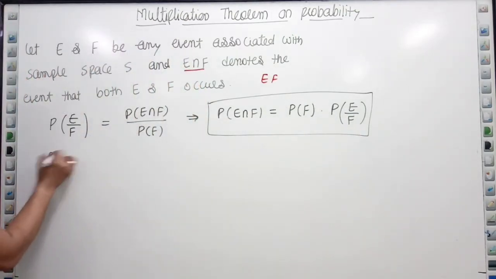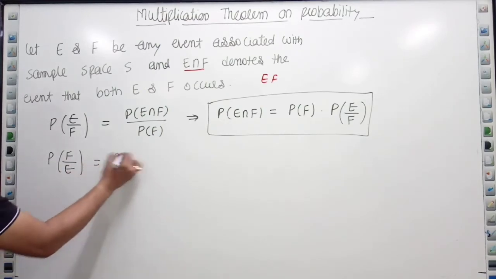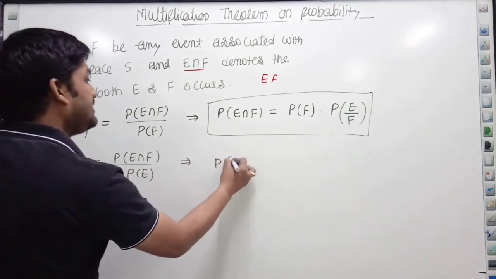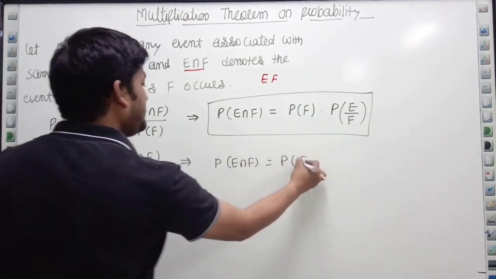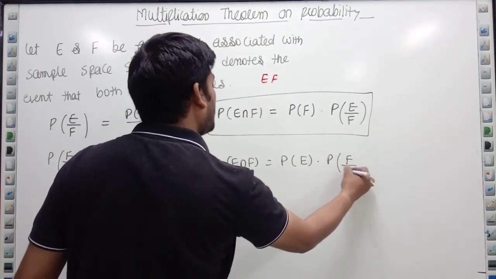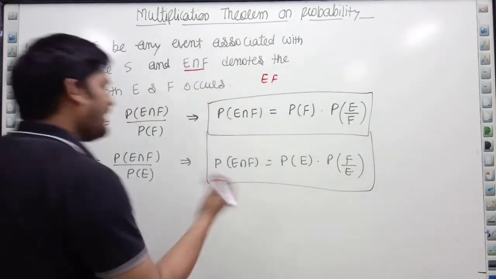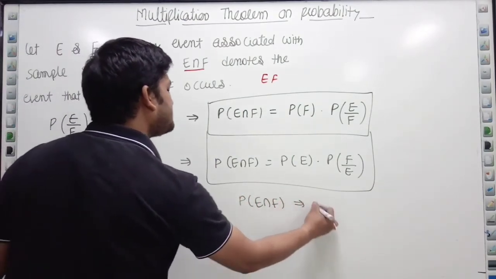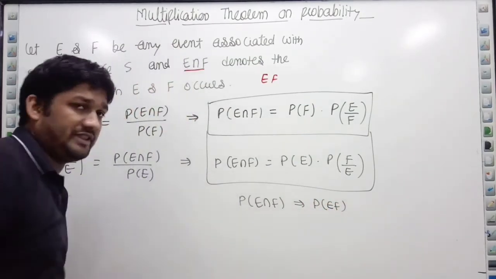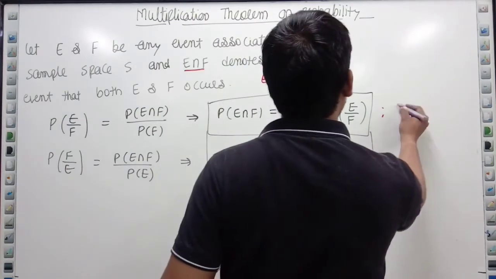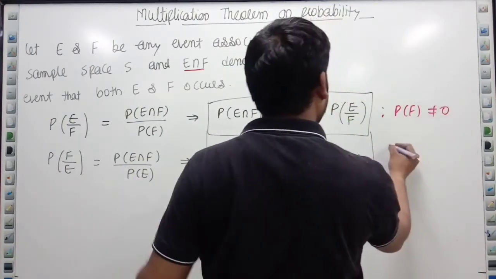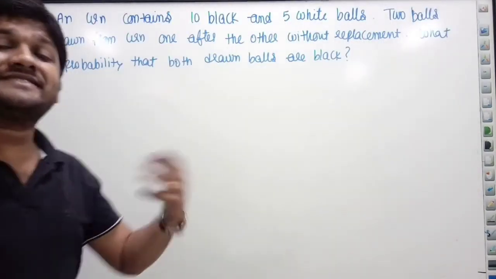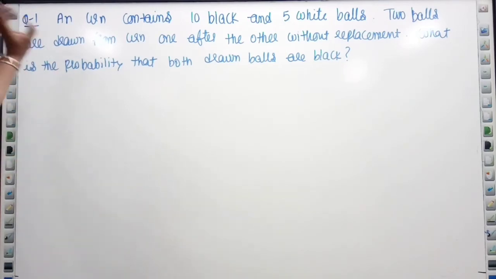Or I can also write P(F|E) is equal to P(E intersection F) upon P(E). So this can be written as P(E intersection F) equal to P(E) into P(F|E). As I have already told, if you want to write P(E intersection F) as P(EF), you can write, no problem in that. Obviously, the condition is here: P(F) is not equal to 0, and in the second, P(E) is not equal to 0.